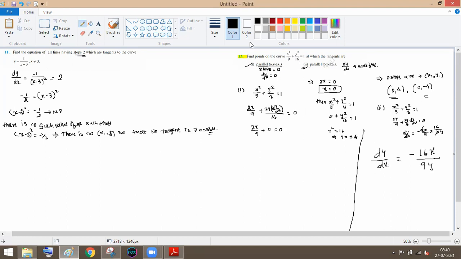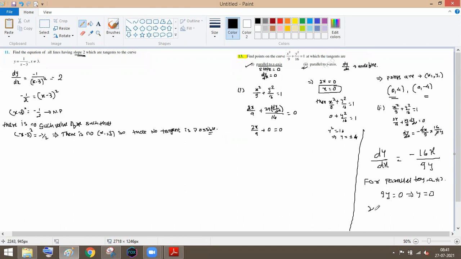Now you tell me when we can say that this slope is undefined. Yes, Srishti, what will be the condition? The denominator should be equal to 0. It is given that the slope is undefined. It is possible only when the denominator part is equal to 0. So for parallel to the y-axis, we have to make 9y equal to 0. That implies y equals 0.